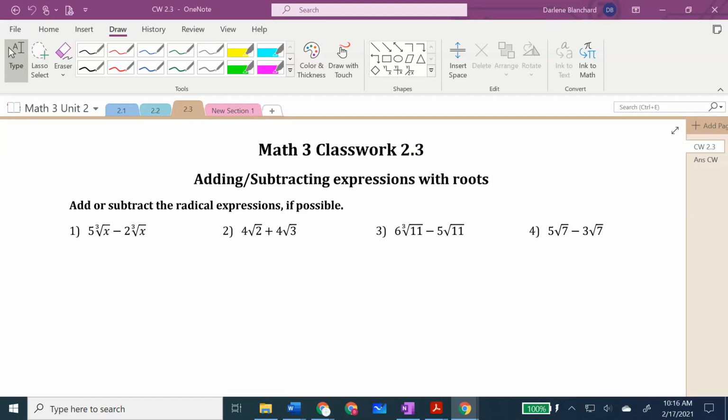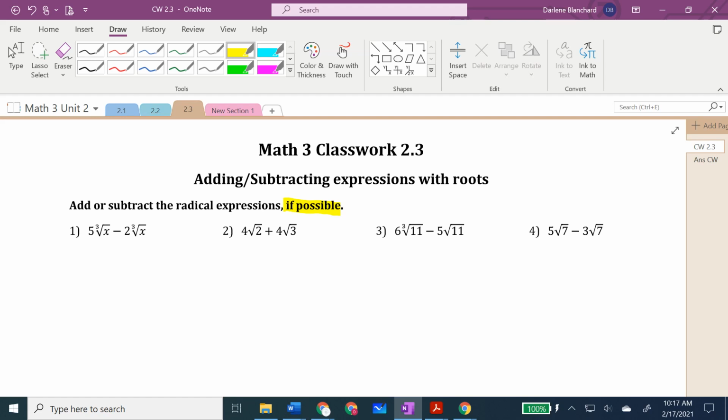Yesterday's classwork focused on simplifying expressions with roots in them. This time we're looking at adding or subtracting expressions with roots in them, and that's it, just adding or subtracting. The first thing you have to know is when can you actually take these two expressions and mush them together? Because you can't just do it any old time.